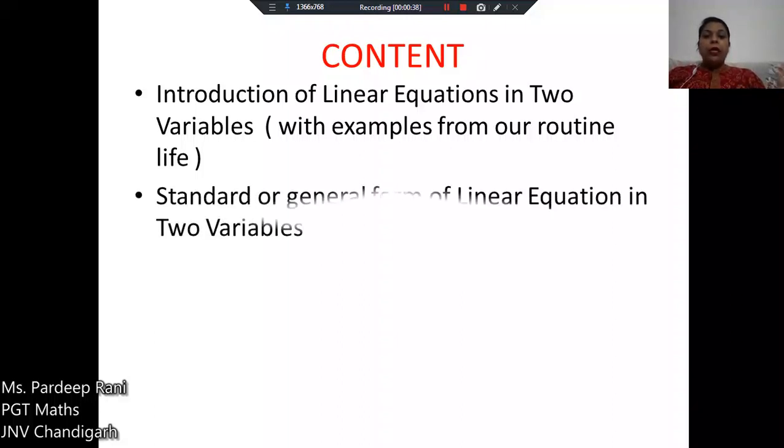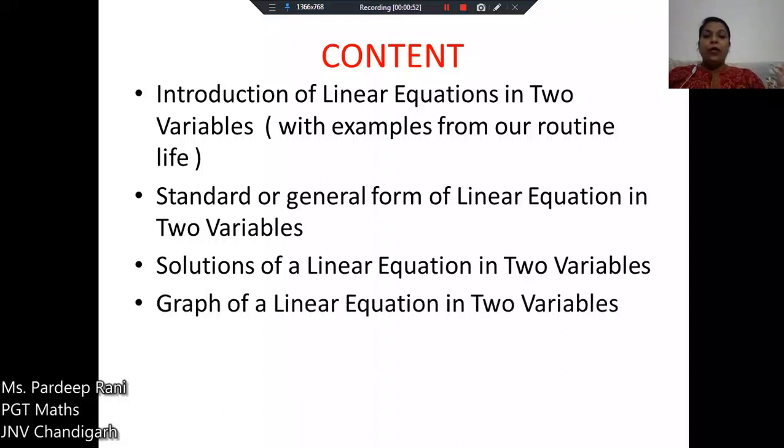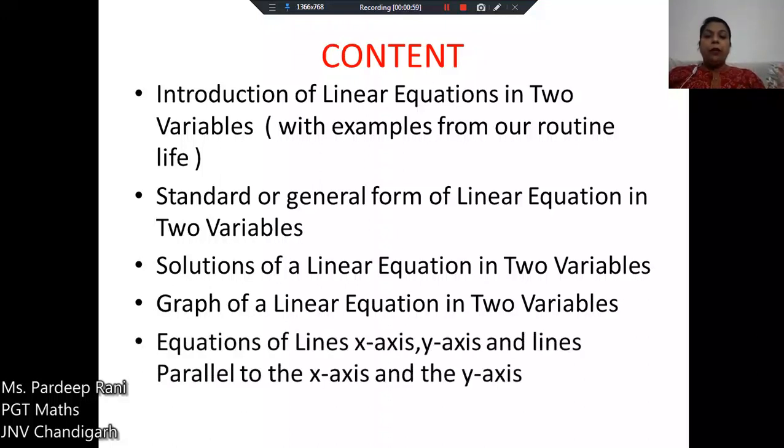Then we will come to know about the standard or general form of the linear equation in two variables, solutions of a linear equation in two variables, then the graph of a linear equation in two variables, and at the last of this chapter we will come to know about equations of the lines x-axis, y-axis and the lines parallel to the x-axis and y-axis.